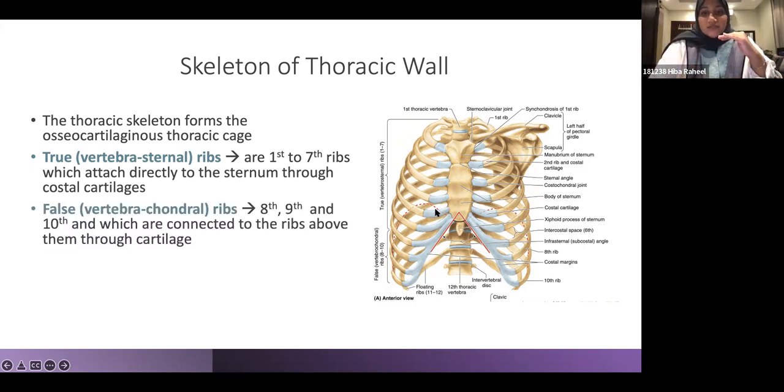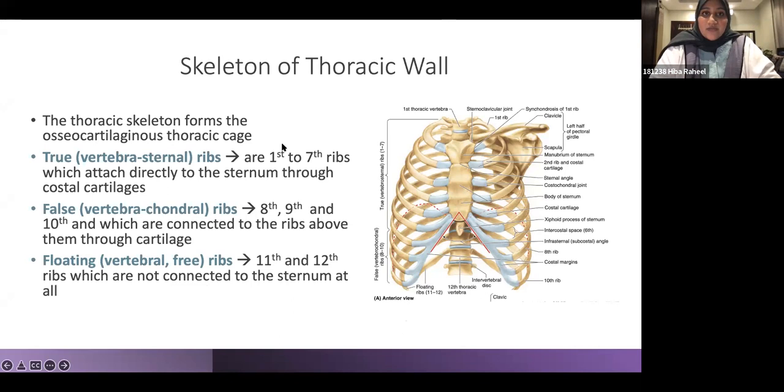Then we have the false ribs. The false ribs are those ribs that have a cartilage, but their cartilage indirectly attaches to the sternum. So 8th, 9th, and 10th, their cartilages fuse and then they attach to the sternum, okay? Here we have 8th, 9th, and 10th. Their cartilage, as you can see, forms like this V shape, they fuse, and then they indirectly attach to the sternum. So this is called false ribs or vertebra-chondral ribs. The word chondra comes from cartilage, right? So they all attach to the cartilage and then to the sternum.